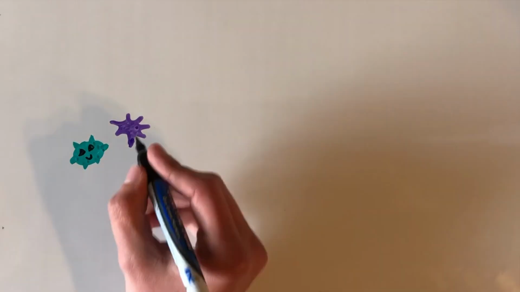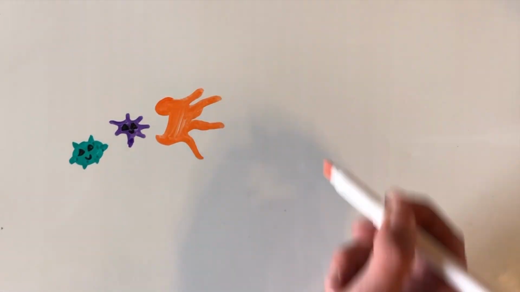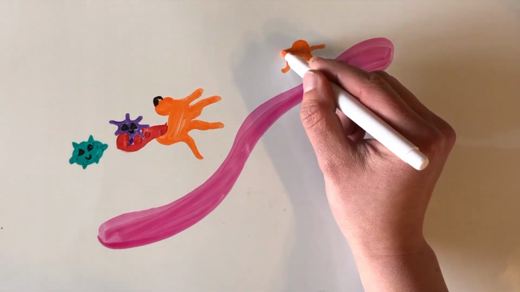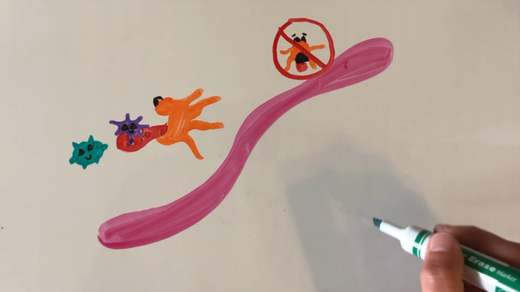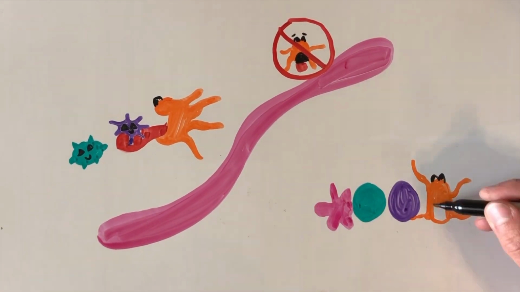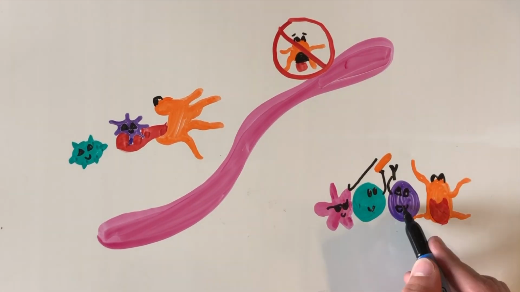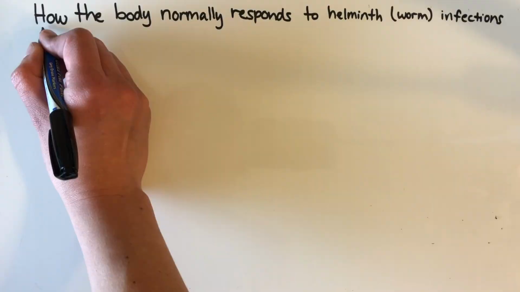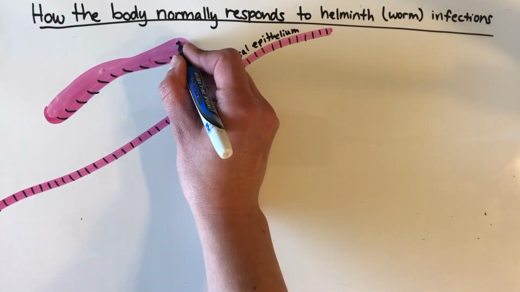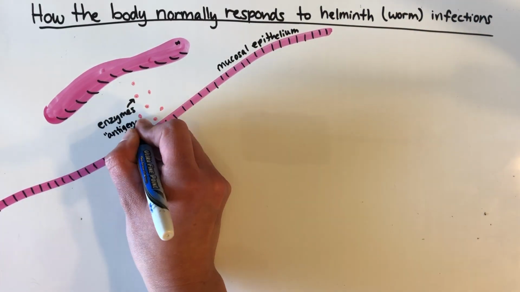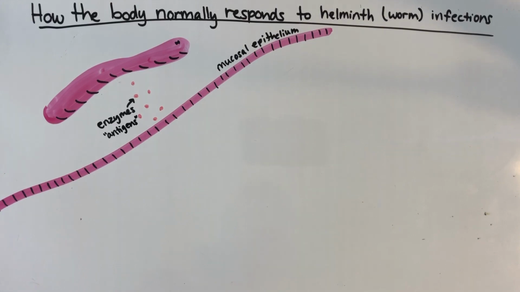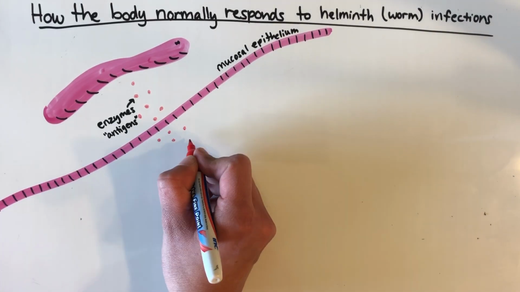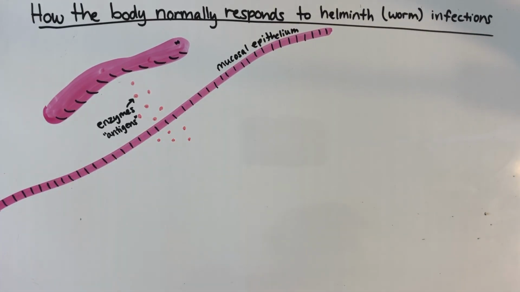The body does not respond to pathogens like bacteria and fungus the same way it responds to worm parasites, because the worms are too big for individual cells to engulf. However, working together, these individual immune cells can still pack a punch. When the worm enters, it secretes a mixture of enzymes to help it barrel through the tissue. These enzymes penetrate through the mucosal epithelium.